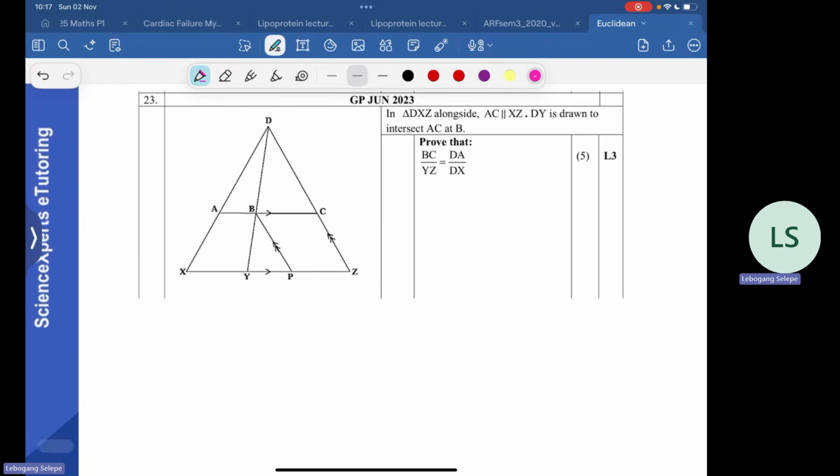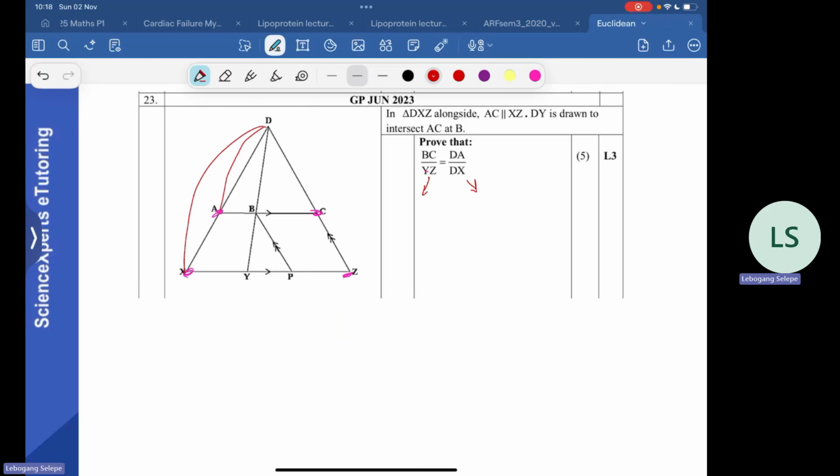So here we are given that AC is parallel to that. Because of this, we can take out a lot of ratios that are equal, but we need to be systematic in terms of answering the question. So let's take a look at the question. They say we should prove that BC over YZ is equal to DA over DX. So what we can do is try to find other ratios that are equal to this one.